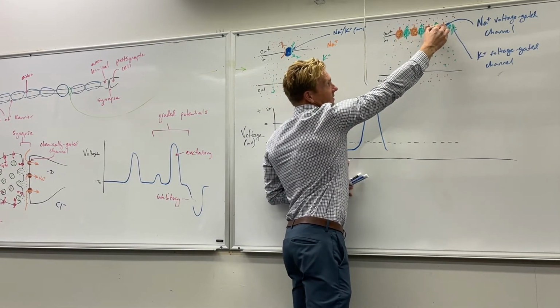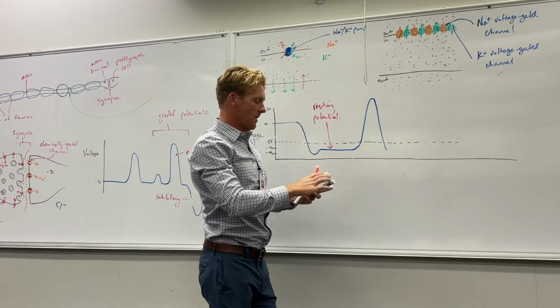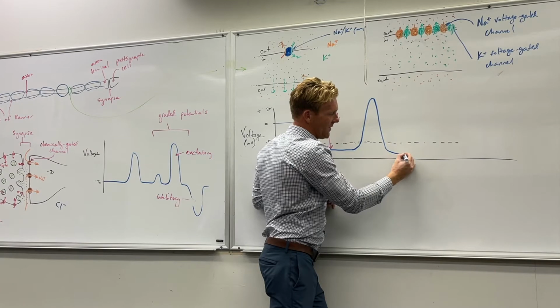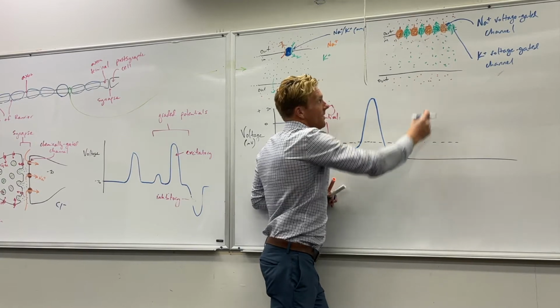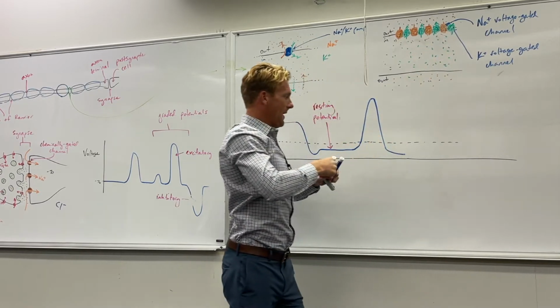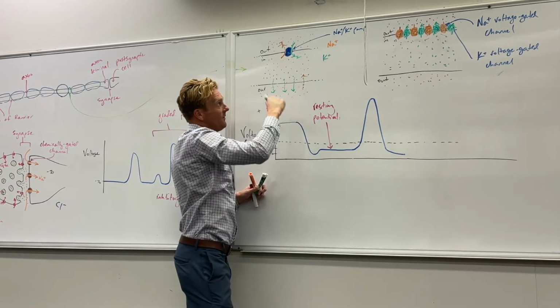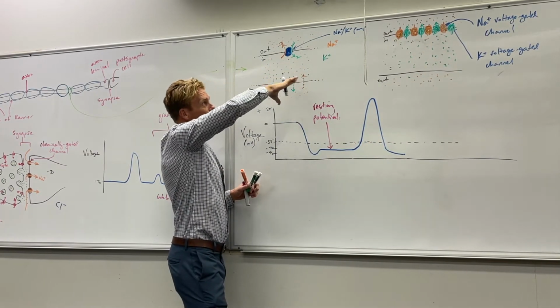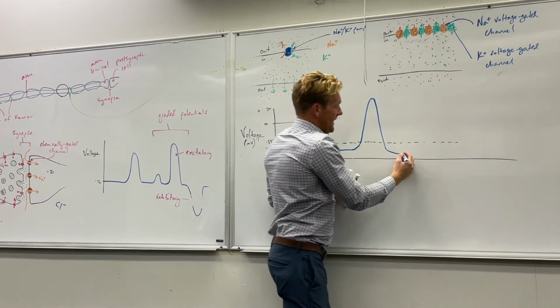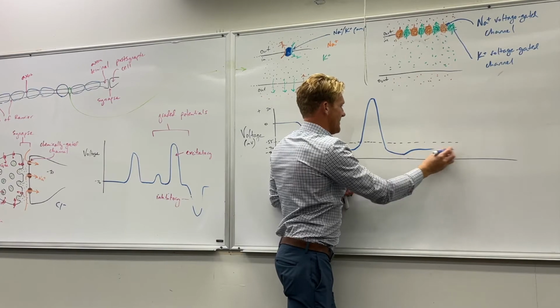Some of them are slow to close, though, like that last one. He might not close right away. And that's going to cause the voltage to overshoot negative 70, maybe go down to negative 80 or 90. Eventually, all the channels close, and the resting potential is reestablished. The protein pump starts moving things back to where they should be. Everything's still leaking, and we reestablish the resting potential.